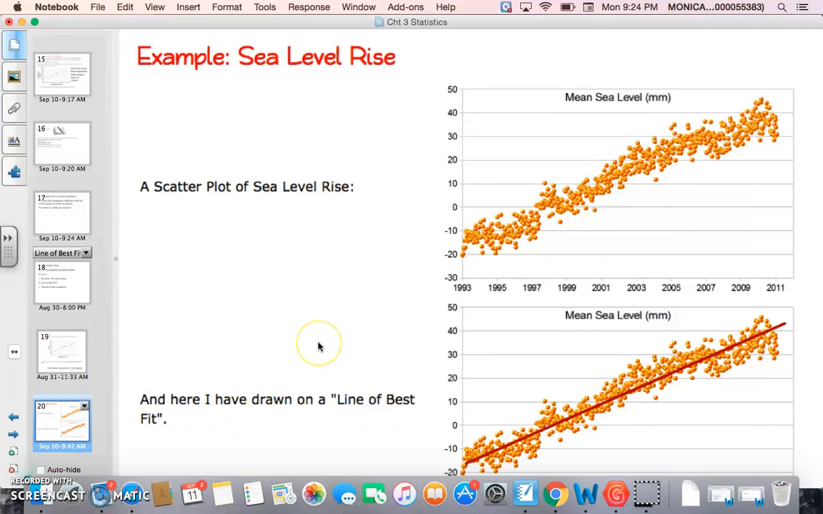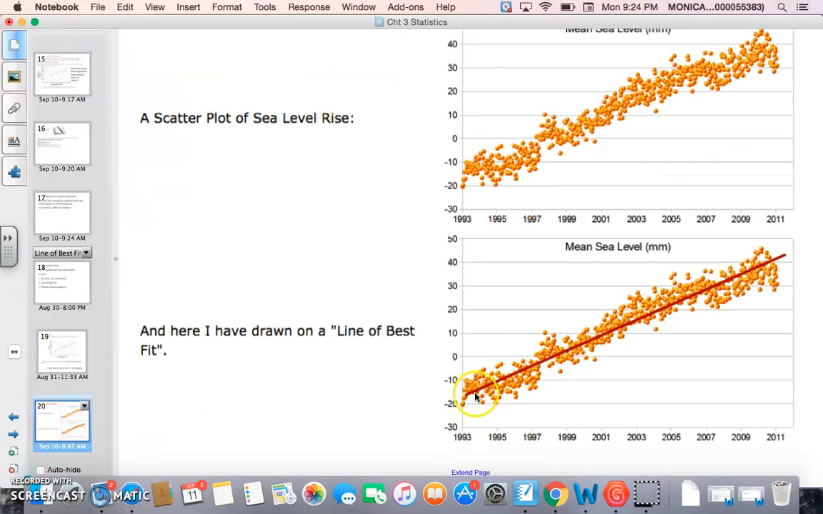Here's another example. This is sea level rising, and these are different years. And you'll notice this might be related to, say, global warming, that as the years have increased, so has the sea level. This is data that I would say has a strong positive linear association. And here we can go ahead and draw the line of best fit.